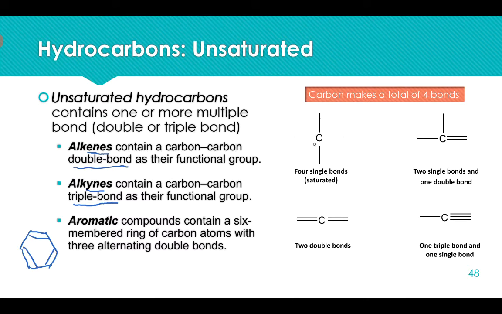So this one is saturated. This carbon is saturated because it has 4 single bonds. This is unsaturated, and it's an alkene because it has a double bond. This is also an alkene because it also has double bonds. This is an alkyne because it has a triple bond.